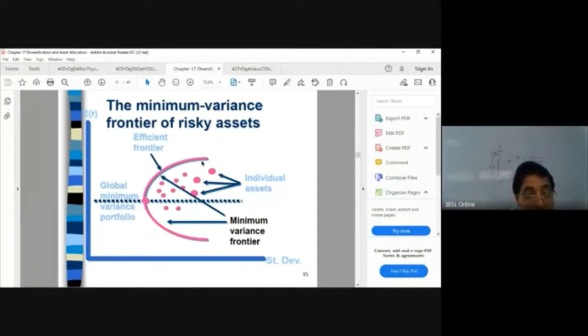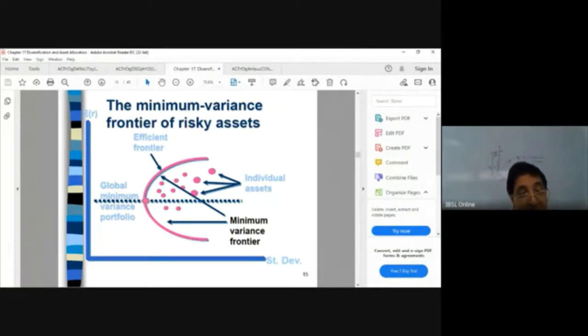So therefore, that is why we call it the global minimum variance portfolio. We have taken all together here, a universe of portfolios, and on that you have a particular portfolio representing here, and that gives the minimum variance.